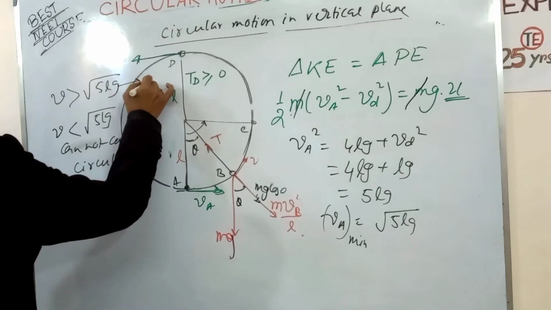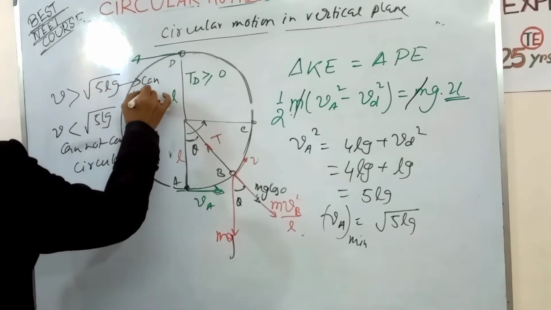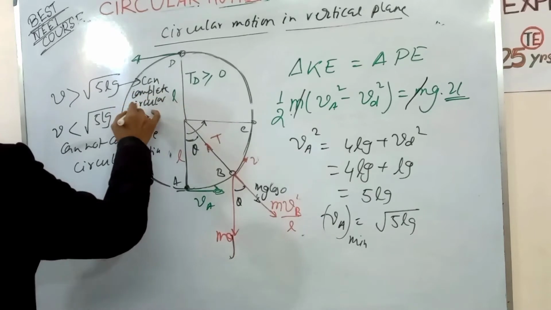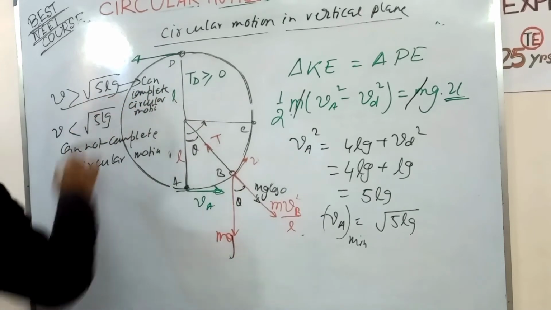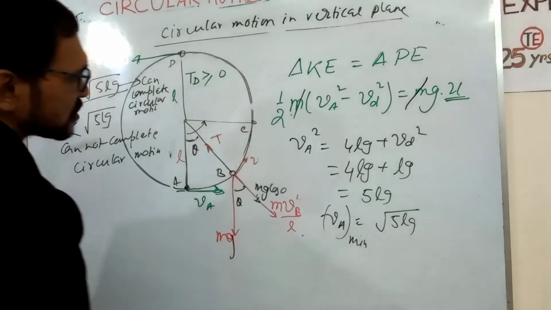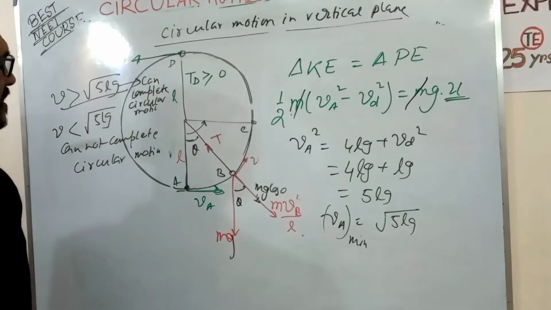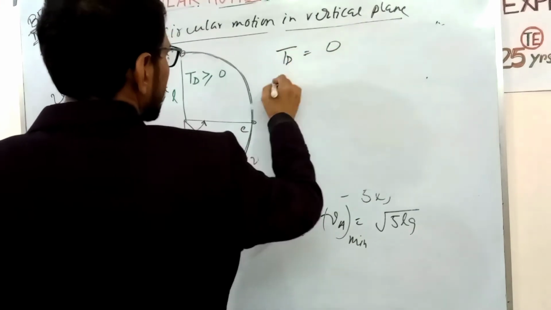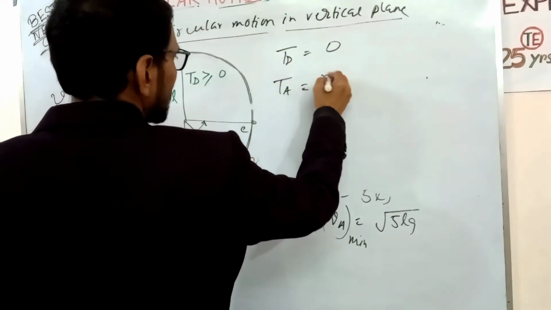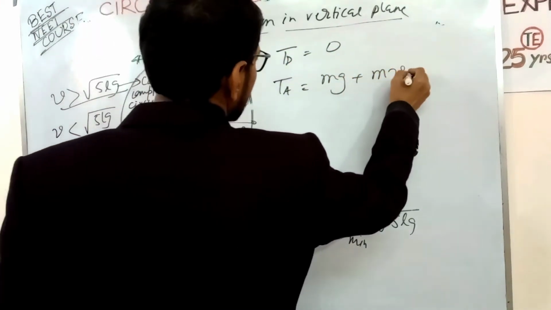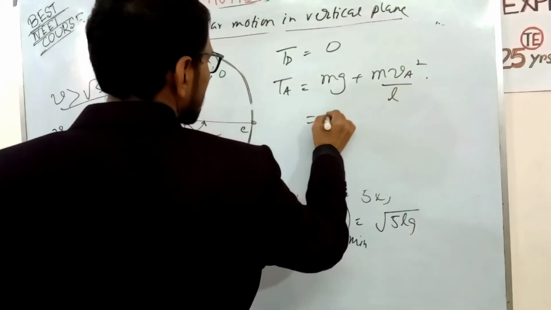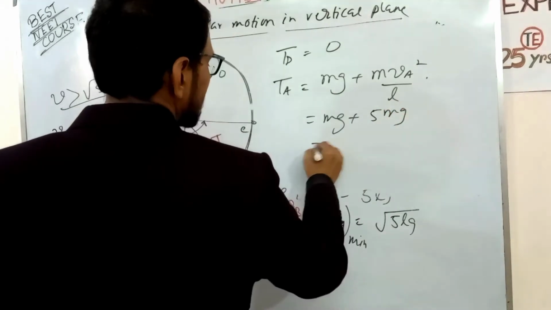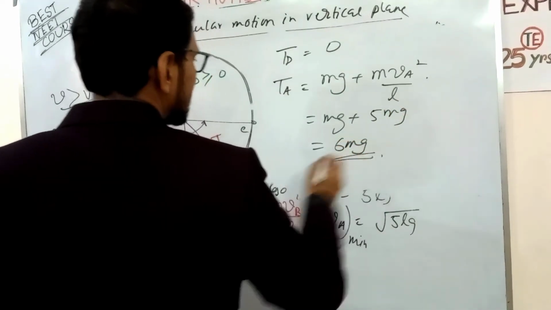With this velocity the body can complete circular motion, and with v less than this it cannot complete circular motion. Now what is the tension at A and D? The tension at D will be 0, and the tension at A, the formula is mg plus m v square by L. Putting v square equal to 5lg, we get 5mg plus mg, which is 6mg. So this is the tension at A.